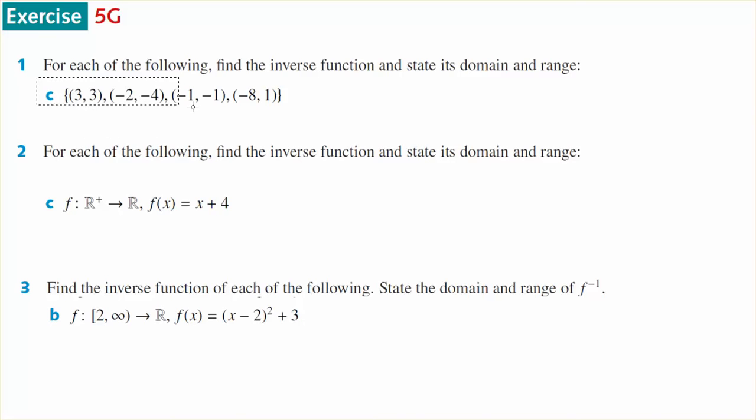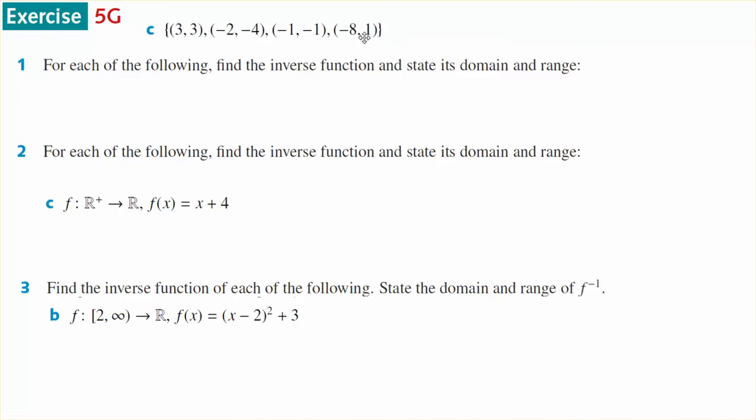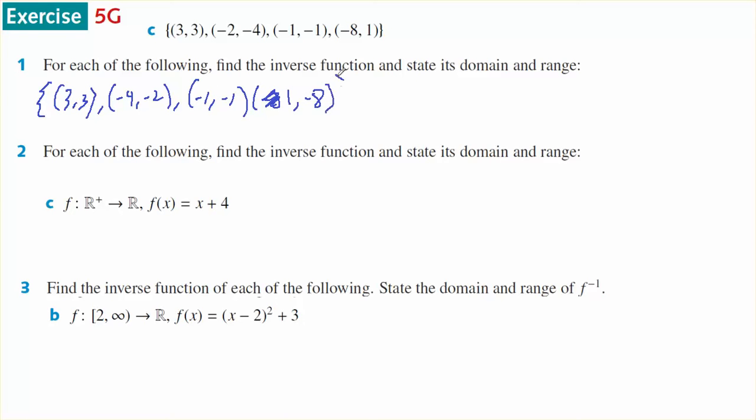Okay, so this is for C. The inverse function will be the set... If I swap this around, I'll get 3, 3. If I swap this around, I'll get -4, -2. I'll get -1, -1, and -1, -8. That is the inverse set. If this was set A, then this is the inverse of A.